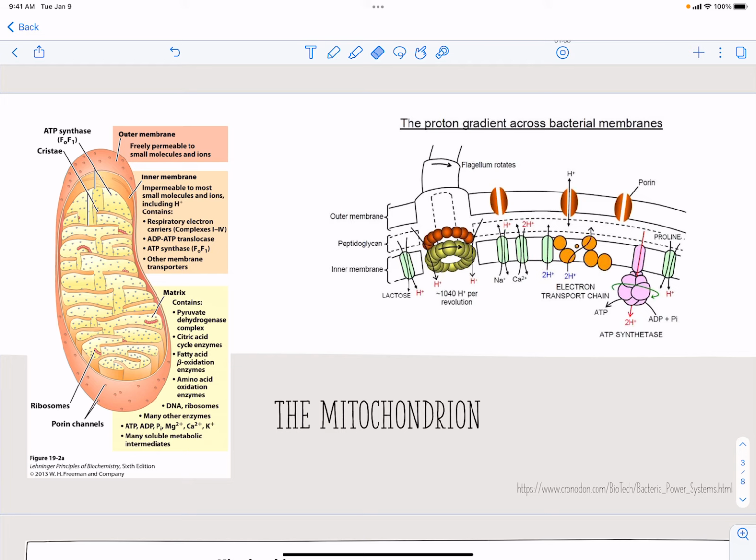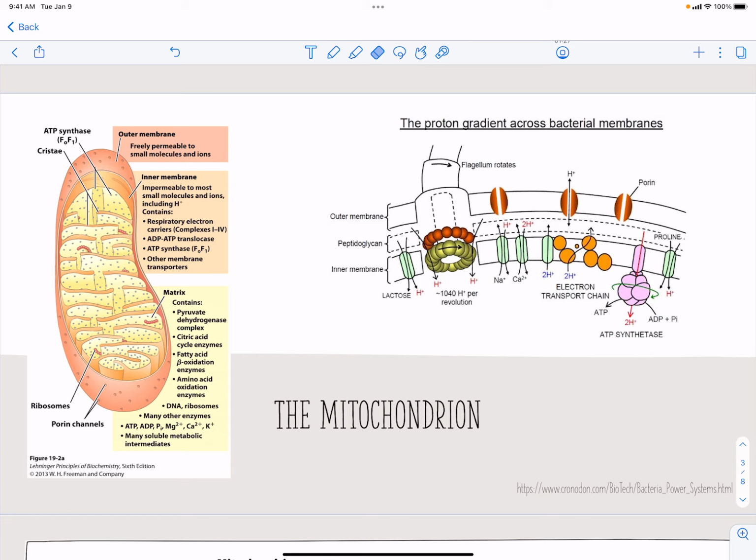Liver can have up to 1,600 mitochondria. An oocyte can have about 300,000 mitochondria. In a general cell, you're going to have at least 2,000 mitochondria, and this is going to be about 25% of the actual cell's total volume.